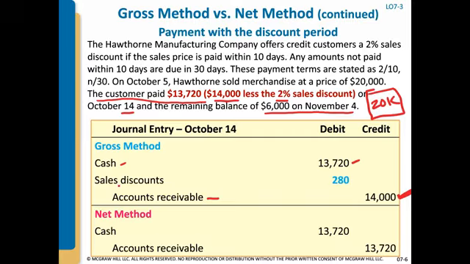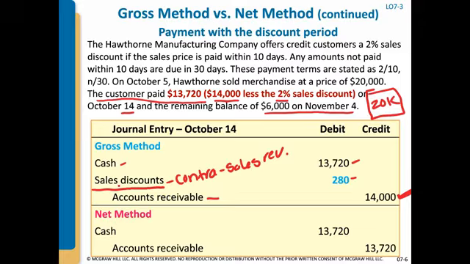And then, so obviously our entry does not balance, and we debit this new account called sales discount for the plug. And this is a contra account. It's a contra sales revenue account. So this sales discount, when you look at your sales account, you would reduce it by this sales discount amount.